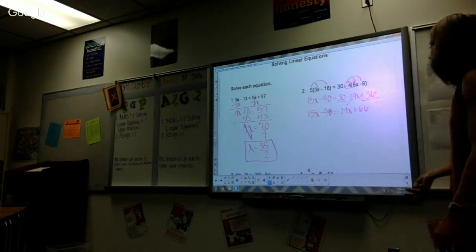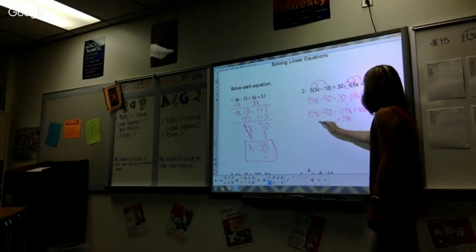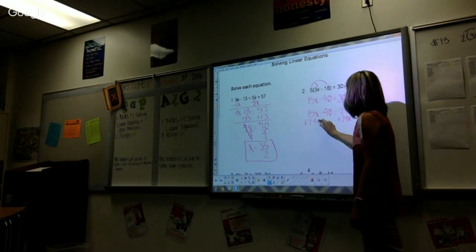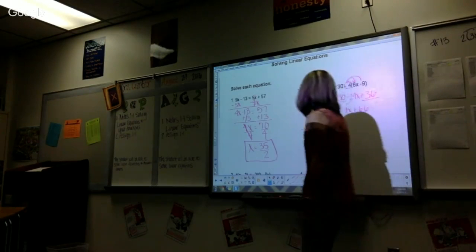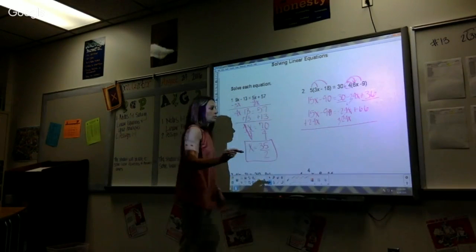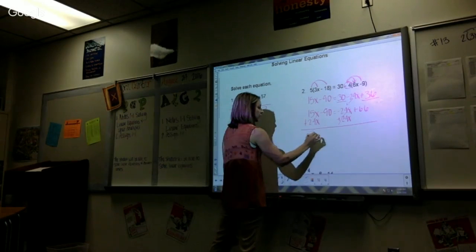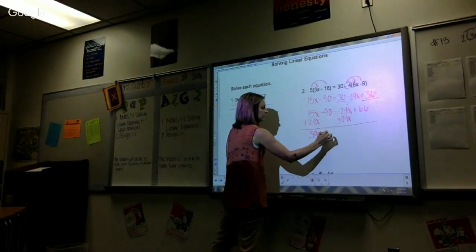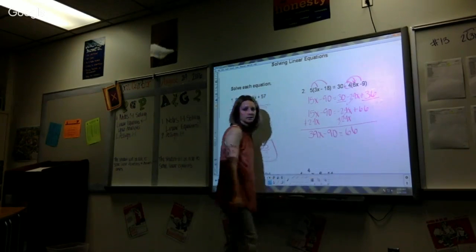Again, it doesn't matter what side you move it to. I'm going to add 24x to both sides. It cancels there. So when we add 15x plus 24x, we get 39x minus 90 equals 66.